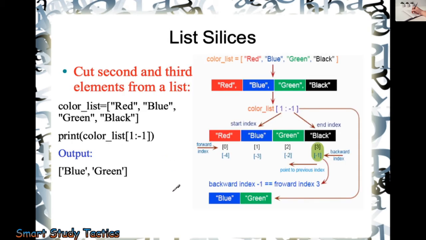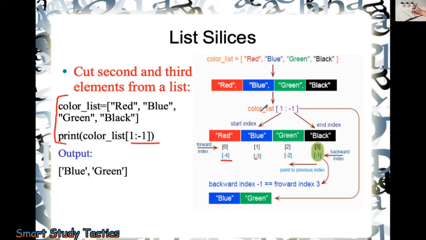Now, list slices, next topic. It is a similar one: reversing the order. You can see minus 1, minus 2, minus 3, minus 4 written here, so it takes the value according to this. Here minus 1 is equal to the forward direction 3. You can see this one. By the figure I want to tell you these things. If it is clear, that is good. If it is not clear, you can run the program yourself.